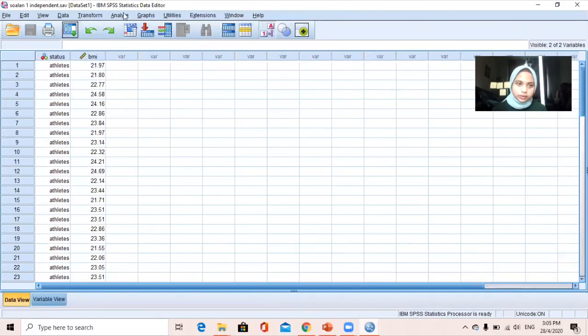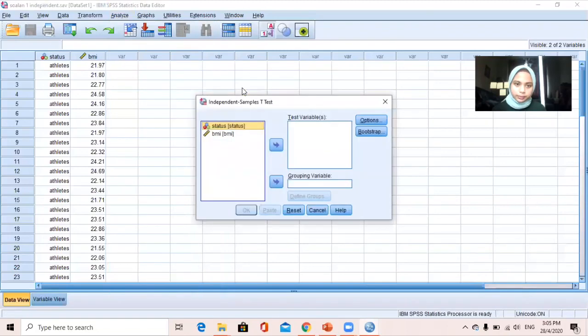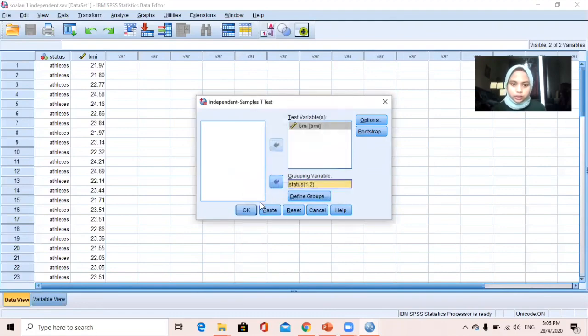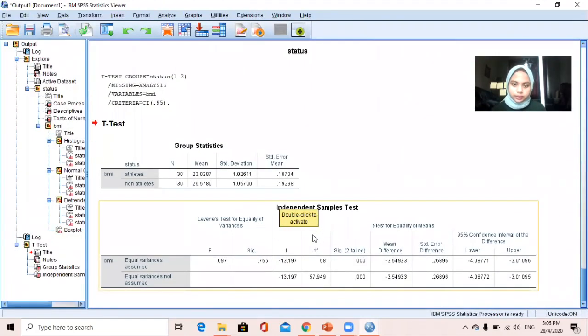Okay, first we go to Analyze, then Compare Means, and go to Independent-Samples t-test. The test variable is BMI, the grouping variable is status, define groups 1 and 2, then Continue. Okay, so this is the independent samples t-test. First, see the equal variances assumed.